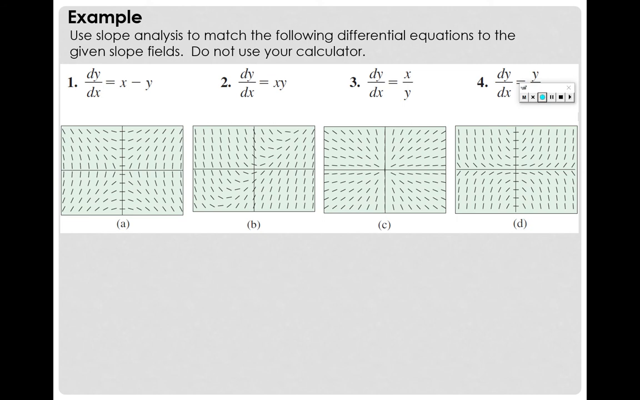dy/dx equals x minus y. Here's what I know. When y and x are equal, the slope should be 0. So I'm looking for, when y equals x, that I should get slope 0. Does this one seem to have slope 0 along y equals x? And no, it seems to have positive slopes all the way along. That doesn't work at all. The next one, as I look along here, along y equals x, do I sort of see slope zeros in there? And I think maybe I do sort of see slope zeros.